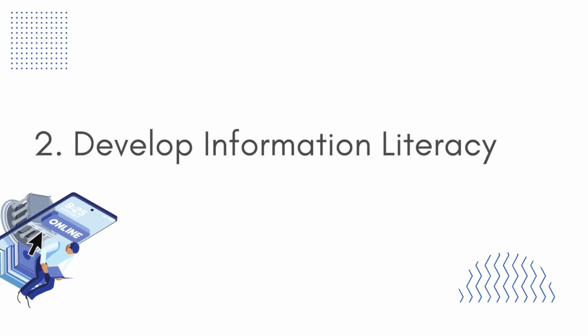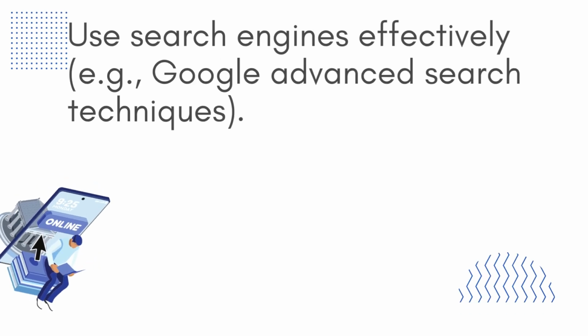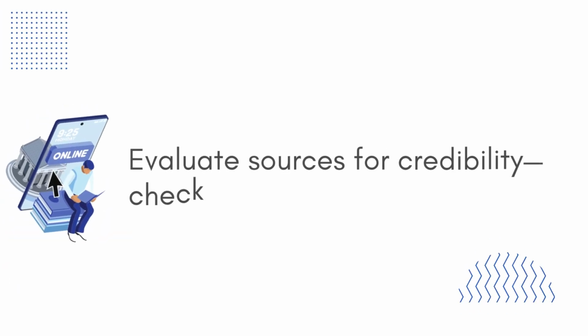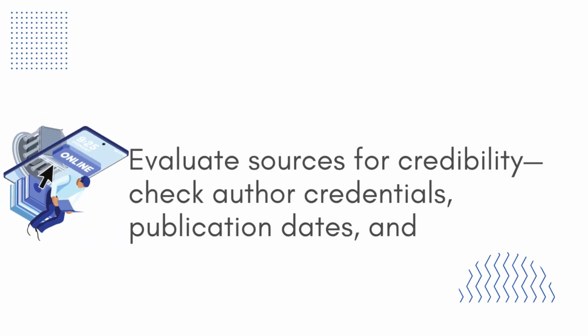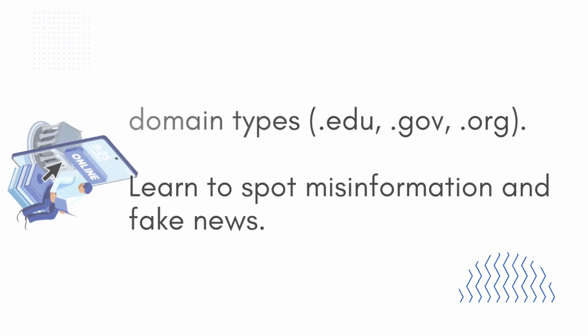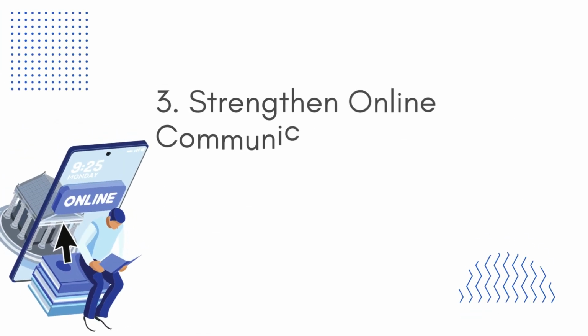2. Develop information literacy. Use search engines effectively, e.g., Google Advanced Search Techniques. Evaluate sources for credibility. Check author credentials, publication dates, and domain types, e.g., .edu, .gov, .org. Learn to spot misinformation and fake news.